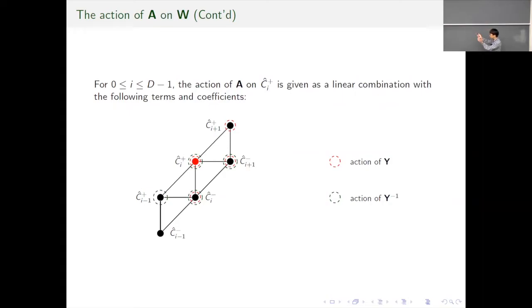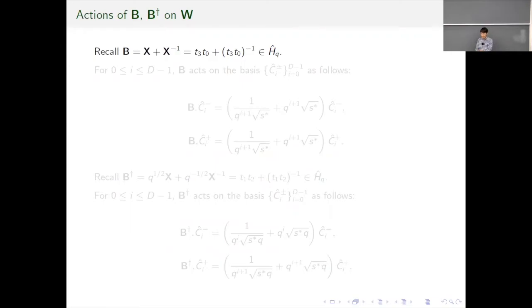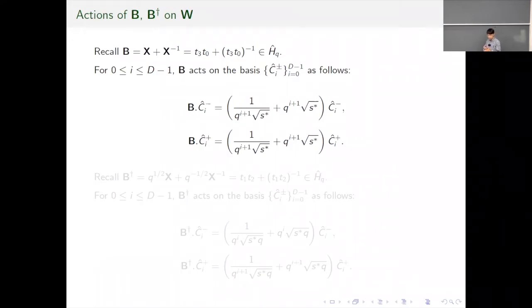So we just add together these two actions. Then we get, again, this linear combination of 5 terms and coefficients. So we discussed the action of B and B dagger on the HQ-Hahn module. We recall the element B, x plus x inverse. The action of x on each basis, ci plus minus, is diagonal. So for x plus x inverse we get easily this action, b c minus b ci plus.